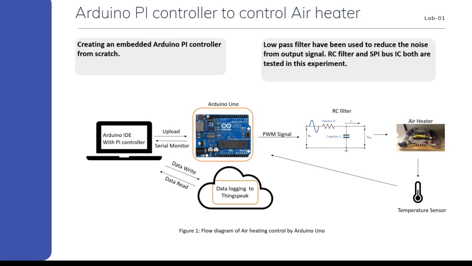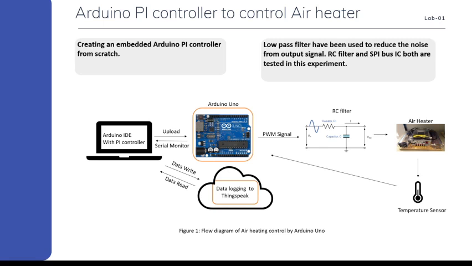The first step is to create an embedded Arduino PI controller from scratch, and we need to create a library for that. This includes the controller, the low pass filter, as well as the air heater for simulation purposes. I have used the low pass filter here to reduce the noise from the output signal, since we are using a PWM signal, because we don't have any analog output pin in Arduino. That's why we are using PWM.